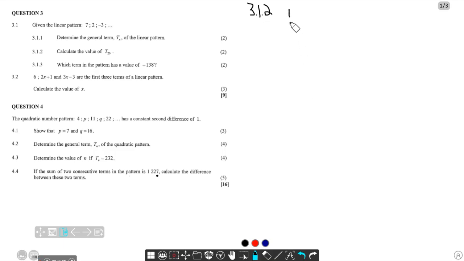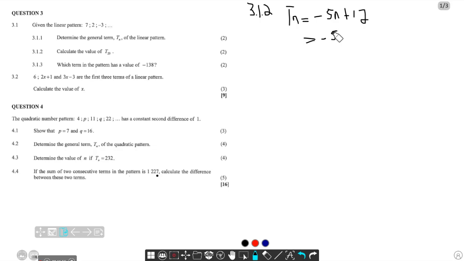Now I'm going to write down my formula. My formula was Tn is equal to negative 5n plus 12. This was my formula. They're looking for the value that is in the 20th position. So in this case, what are we looking for? We're looking for Tn, right? So you're just going to substitute.